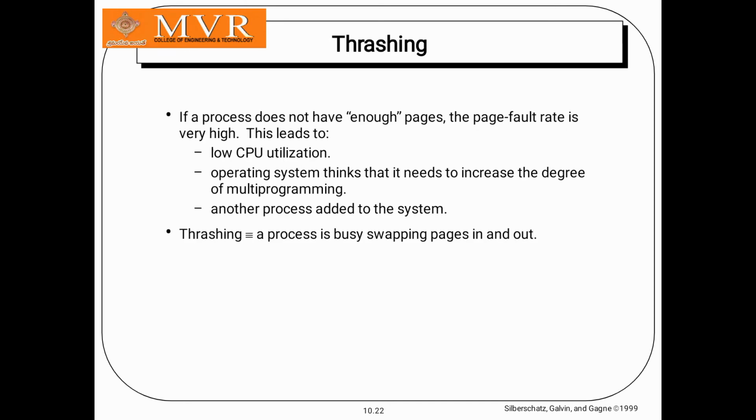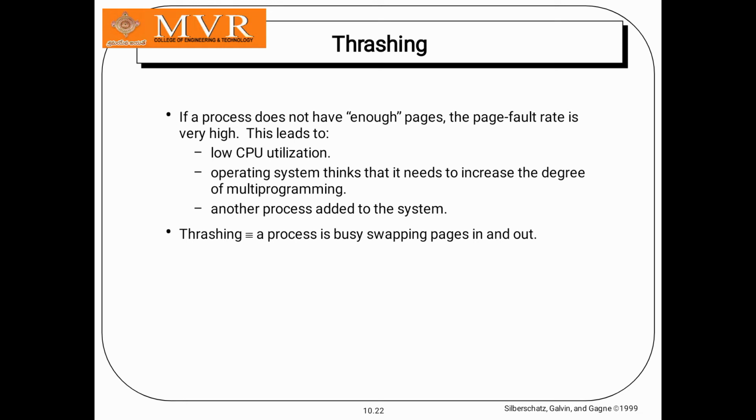And thrashing. Thrashing is when a process does not have enough pages, and the page fault rate is high. So thrashing will occur only when the page fault rate is high and the process does not have enough pages, leading to low CPU utilization. The operating system thinks that it needs to increase the degree of multiprogramming, and another process is added to the system. And thrashing means a process is busy swapping pages in and out.